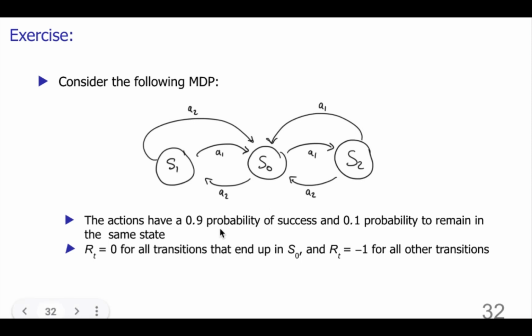Why? The probability of A1 from here is different from the probability of A1 from here, for example, right? It is usually different. But for the sake of understanding this easily, we are saying the actions have a 0.9 uniform probability of success. The second is that they have 0.9 probability to remain in the same state. So what is it telling us? After an action is applied, the probability of the agent staying in the state it was in is 0.1. The probability of making a transition is 0.9.